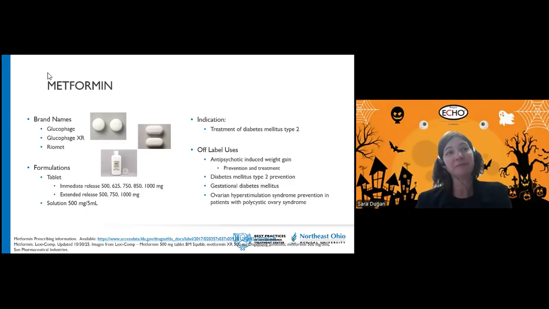Other places metformin may be used off-label. So prevention of type 2 diabetes mellitus, so your pre-diabetes patients, so those who may have risk factors, they have some glucose intolerance, but haven't quite hit that threshold for official diagnosis. My husband actually falls into this category. So really trying to use this to delay or hopefully prevent the full-blown diagnosis of diabetes. So trying to catch things ahead of time and provide some protection and benefit there.